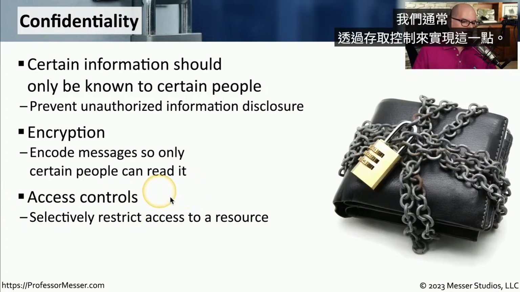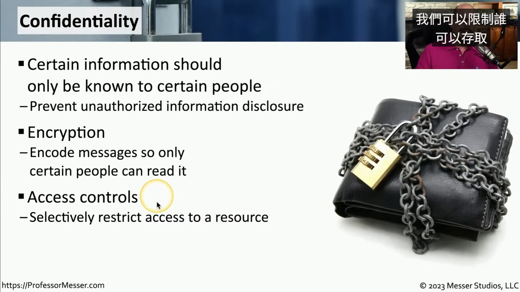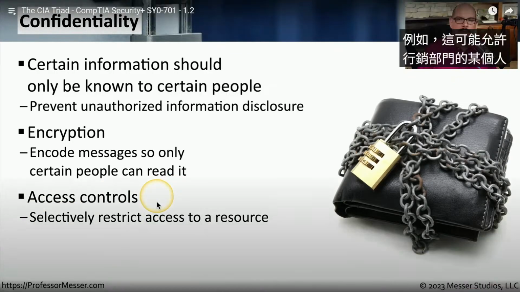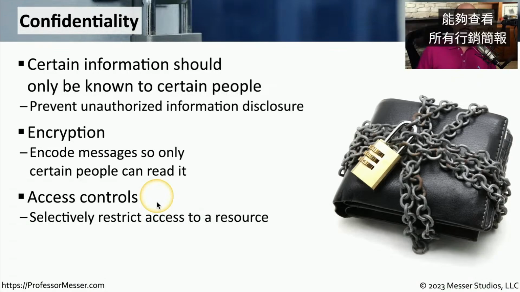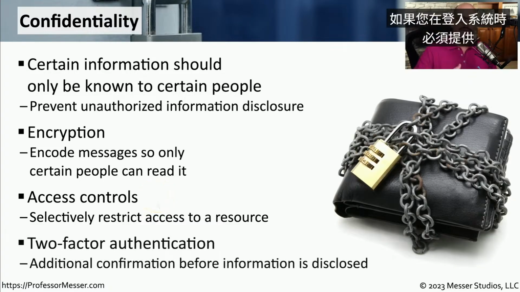Another common way to provide confidentiality is to set limits on what someone may have access to. We commonly do this with access controls. We can limit who might have access to certain types of information. For example, this might allow someone in the marketing department to be able to see all of the marketing presentations and be able to make changes to those, but it would prevent all access to any of the accounting information of the organization. And if you've ever had to provide additional authentication factors when logging into a system, that's another type of confidentiality. Someone would not be able to access an account unless they had the proper authentication credentials, and adding those additional factors provides more confidentiality.